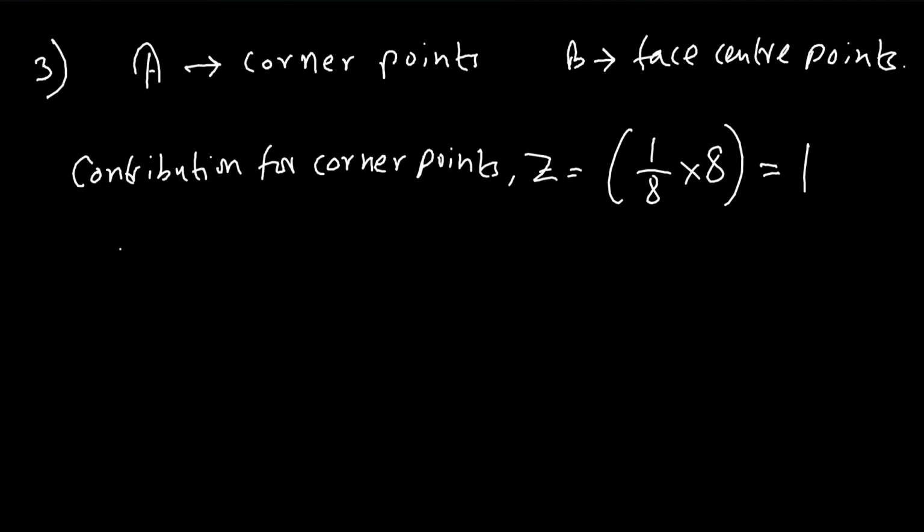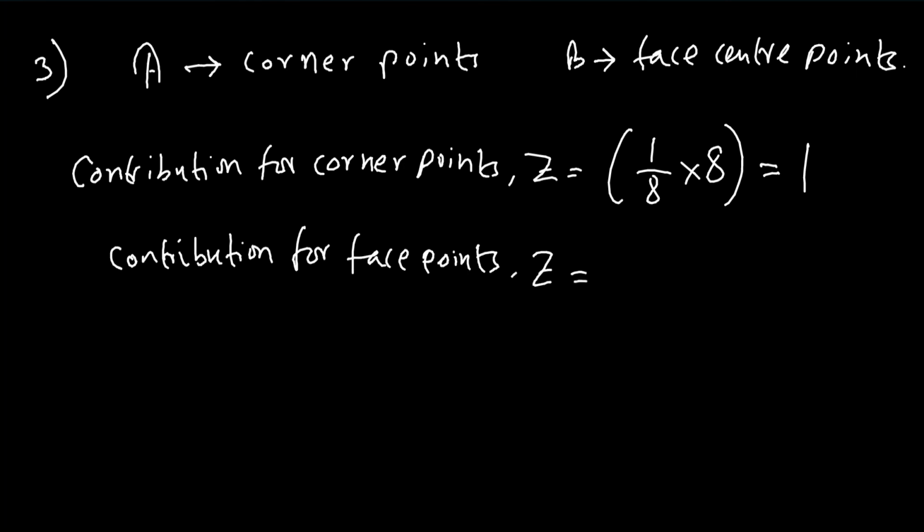Now the contribution for B, the contribution for face centers, Z. We know for FCC lattice the number of faces is 6, but here it is 5. Why? Because in the question it has been mentioned that one of the atom B is missing from the face centered position. So the actual face points were 6 and one atom is missing, so it will be 6 minus 1, that is 5. So the Z factor for face center points is 5 by 2.